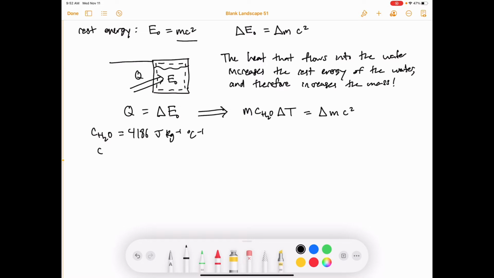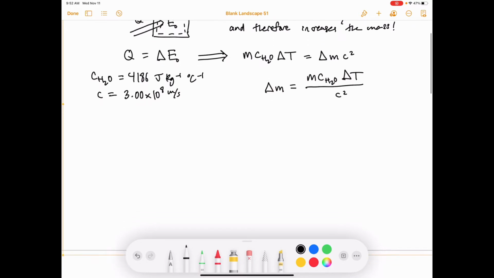Just so we don't get confused, c without the subscript is the speed of light, which is 3 times 10 to the 8 meters per second. Now what we want to do is find that change in mass. We want delta m. So that's going to be m times the specific heat of water times the temperature change over the speed of light squared.